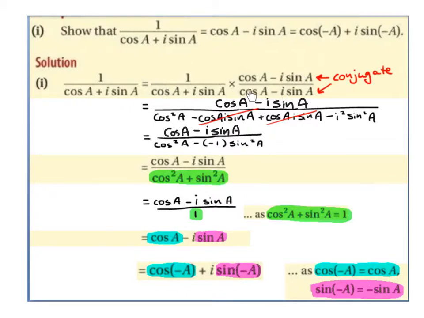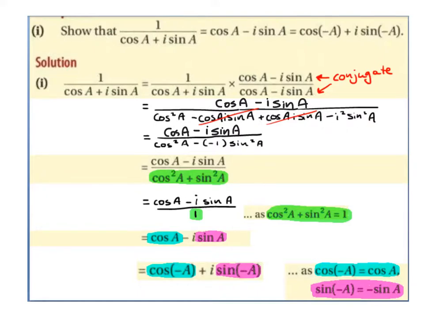And then cos A by cos A is cos squared A. Cos A by minus I sine A is minus cos A I sine A. And I sine A by cos A is cos A I sine A. And I sine A by minus I sine A is minus I squared sine squared A.